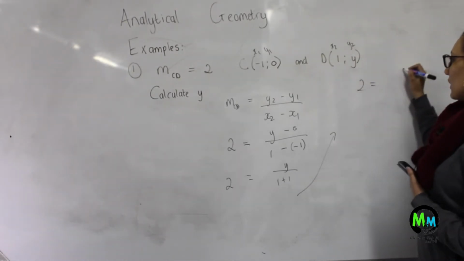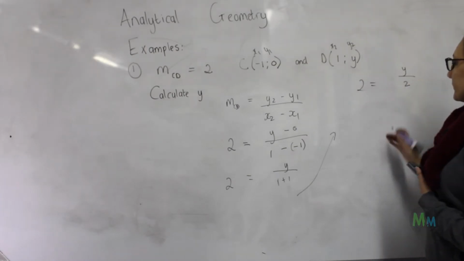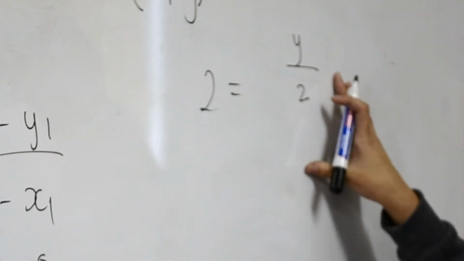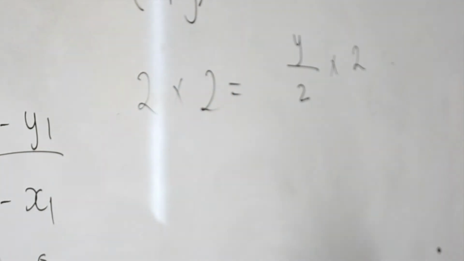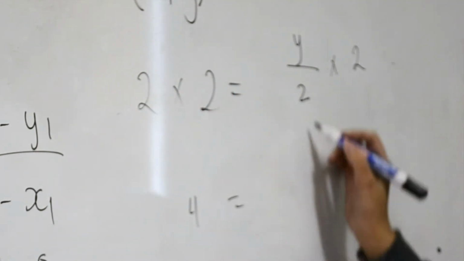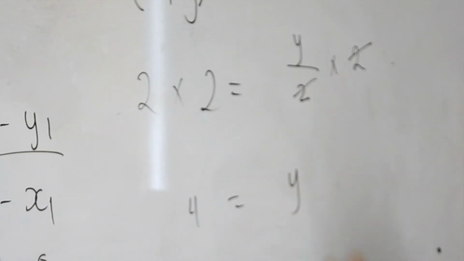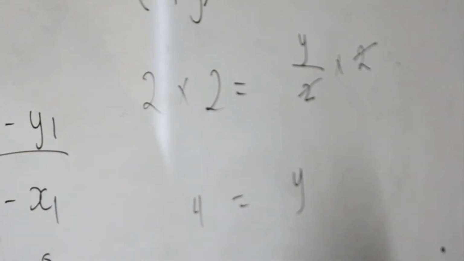So 2 is equal to y over 1 plus 1, which is 2. Now I want to get y by itself, so I'll multiply by 2 on both sides. 2 times 2 is 4. These 2's cancel. Therefore, y is equal to 4.